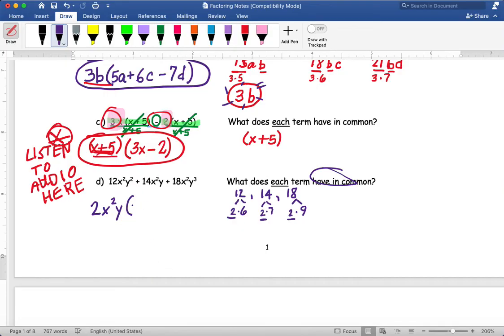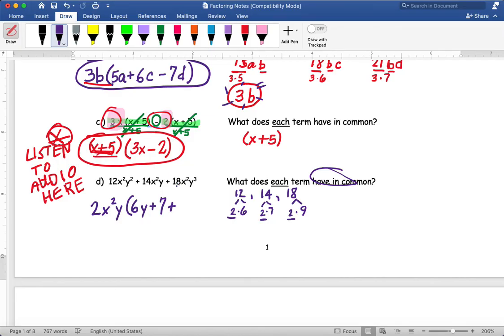12 divided by 2 is 6. X squared, look, they both came out. This had 2 y's, 1 came out, so 1 stays in. Or y squared divided by y is y. Sign is addition, positive over positive. 14 divided by 2 is 7. Both x's came out, right? X squared over x squared is 1. 1 y came out. Okay, so I'm done with this term now.